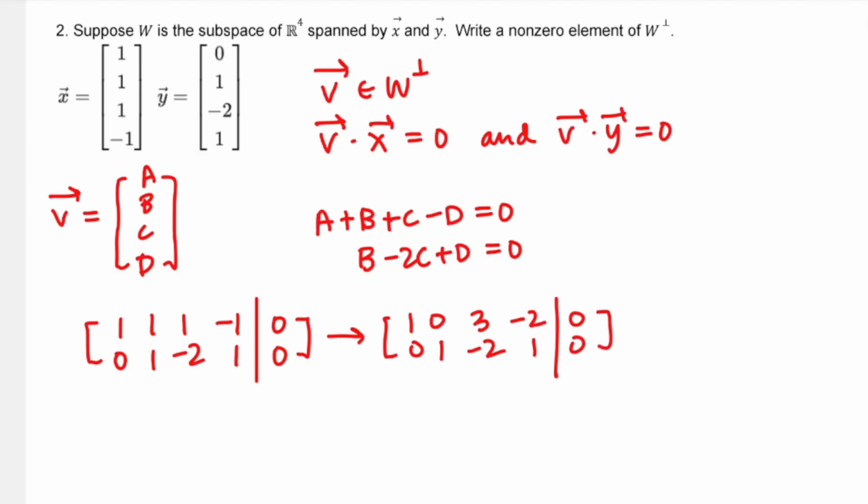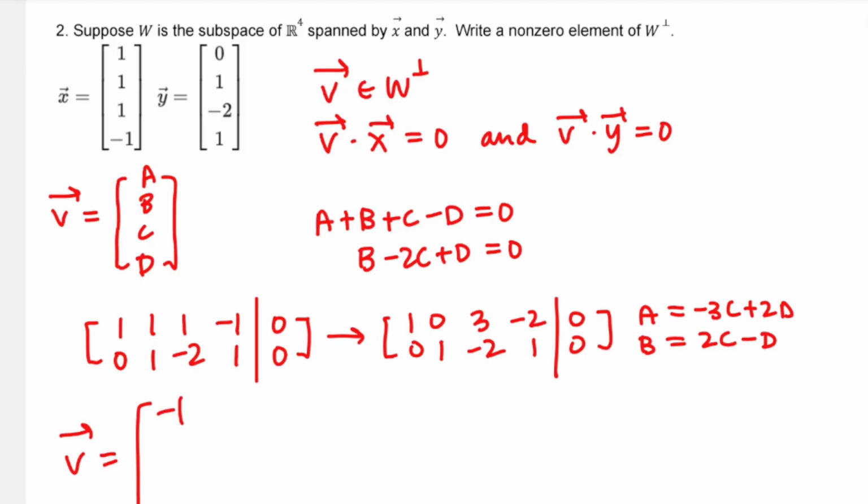All right, so as long as A equals negative 3C plus 2D and B equals 2C minus D, I'll be fine. So I can just let C and D both be 1 if I want. Or I could make one of them 1 and the other one 0. Or I could do something totally crazy if I wanted. But I'm just going to say V is going to be where C and D are both 1. So A is negative 3 plus 2, which is negative 1. B is 2 minus 1. C and D are both 1, and there you go.